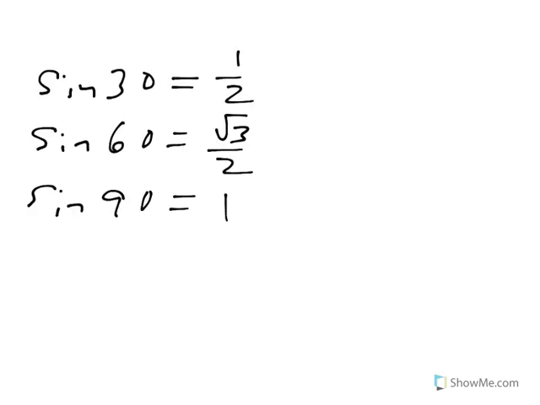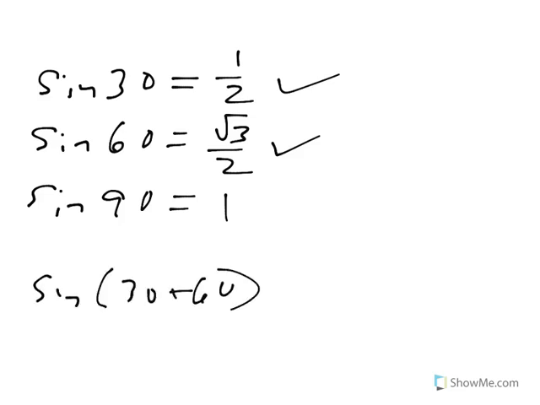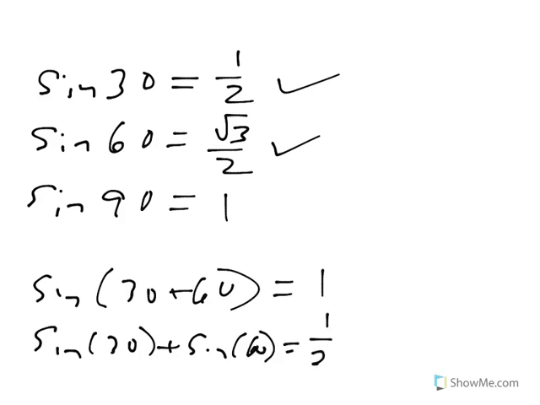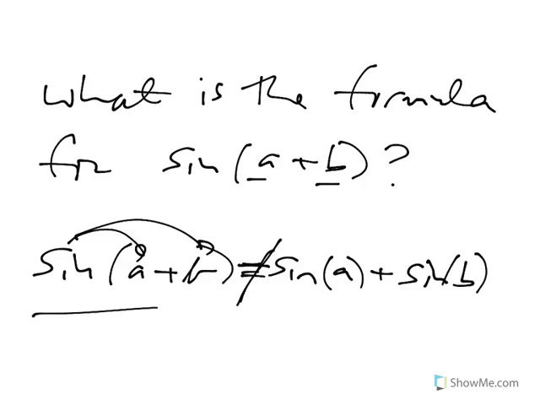And you can see that even for just this example here, sine 30 is 1/2, sine 60 is radical 3 over 2, and sine of 30 plus 60 is equal to 1, but sine 30 plus sine 60 is 1/2 plus radical 3 over 2, which is bigger than 1, so it's just not true. It would be nice if this were true, but it's not. It's more complicated than that.